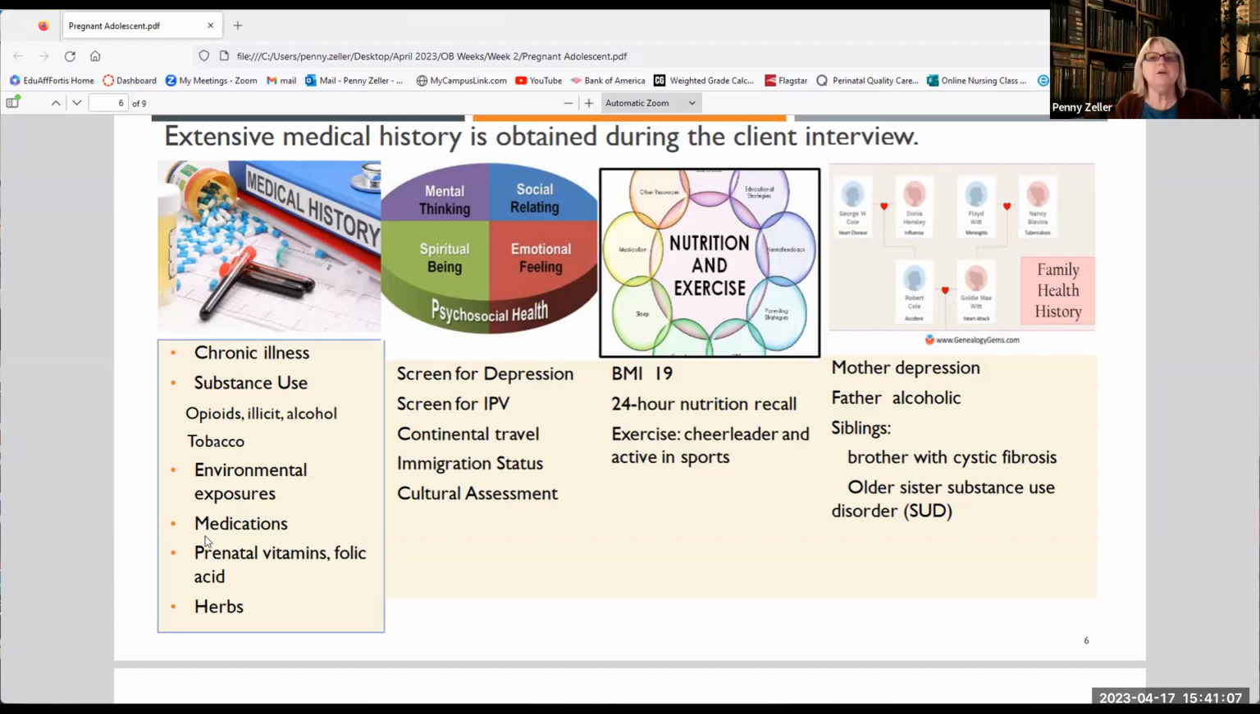Okay. And so family health history. So mother has a history of depression.